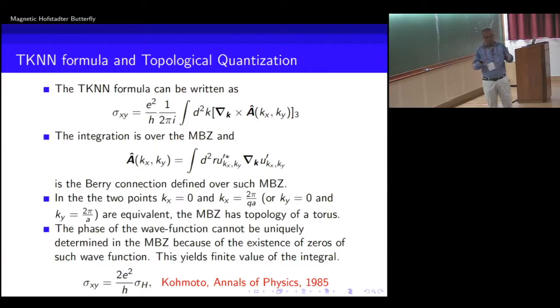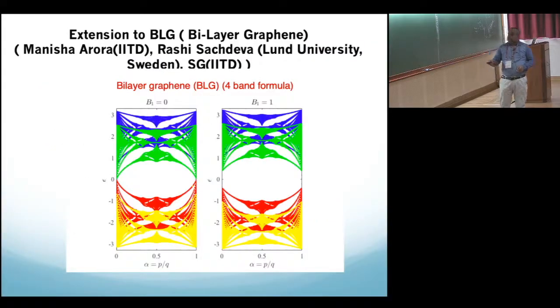The implication of this is the following: if you now consider a sandwich of such a periodic magnetic structure with a 2D electron system, then you can possibly get a much wider range of topological materials for such a magnetically modulated structure. And we are now extending this calculation to the case of bilayer graphene, where it also shows some signature of the Hofstadter butterfly already. This is something we are soon going to submit.